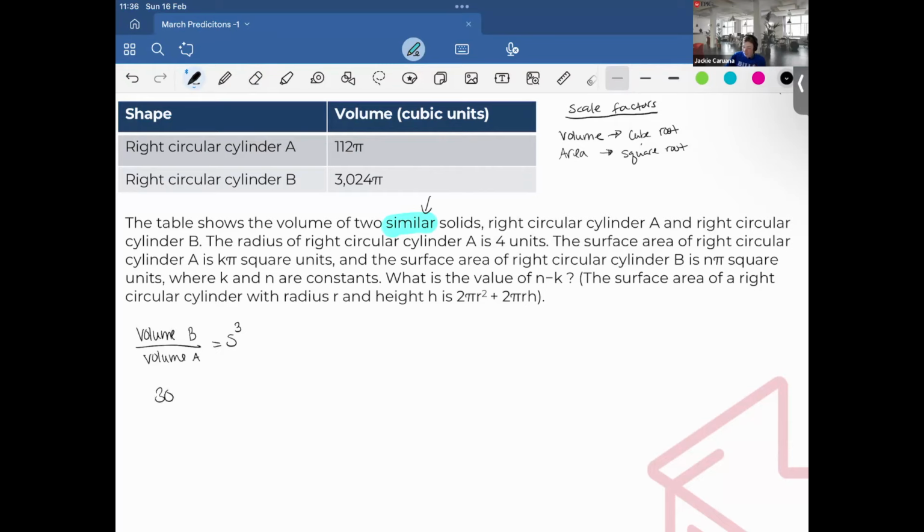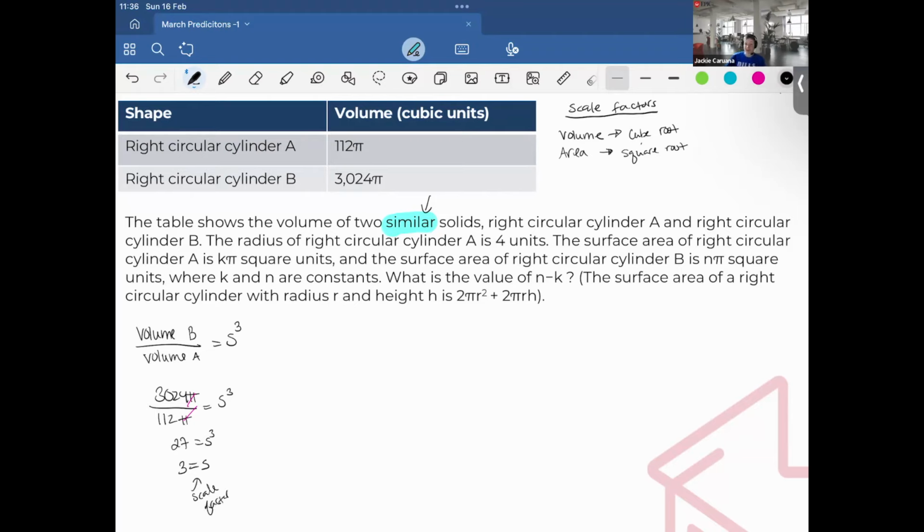So let's do that. 32/4 pi over 112 pi is equal to s cubed. The pi's will cancel nicely. This is 27, goes in perfectly. Take the cube root. So our scale factor is 3.